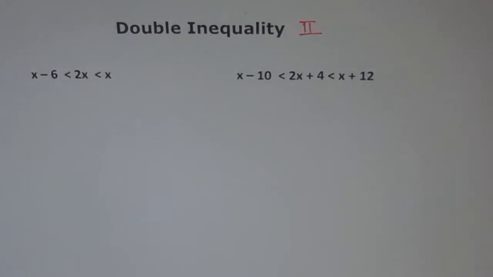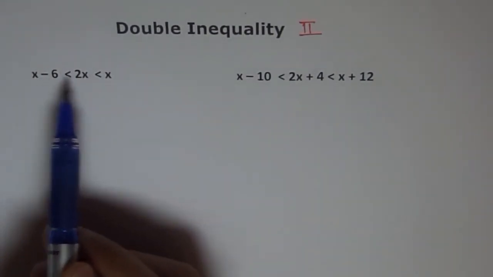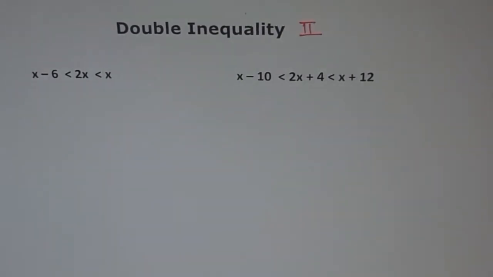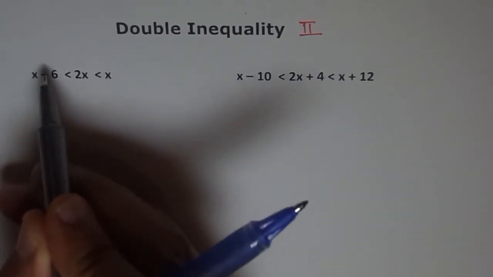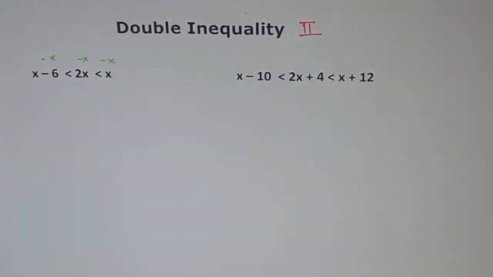Okay. Now here, what we will do is we'll get rid of x from the outside. So what we can do? We can take away x. Correct? If you do take away x, what are you left with? So first strategy is take away x, right, from every place. This is our strategy, correct?